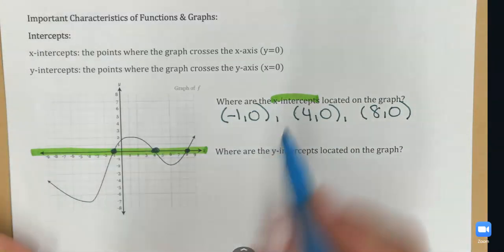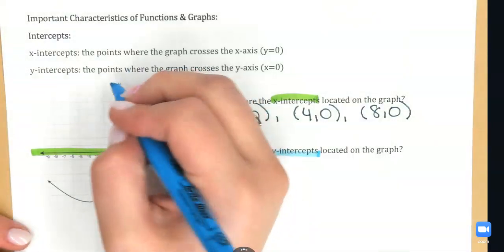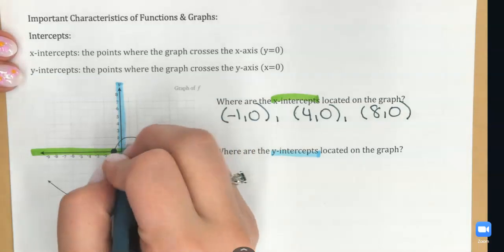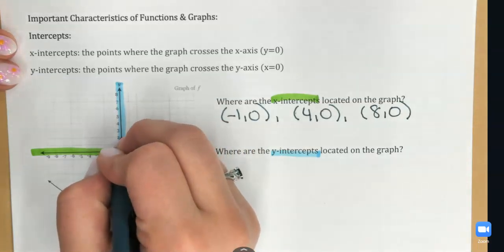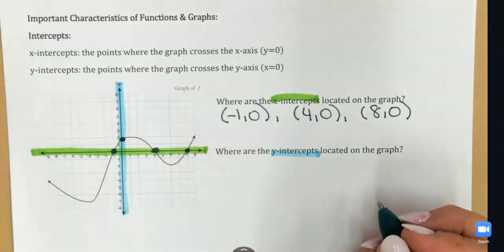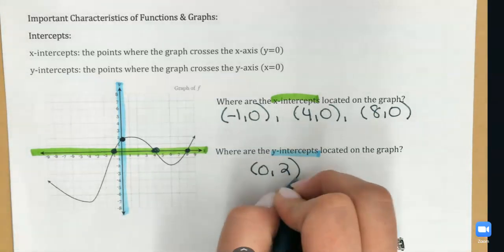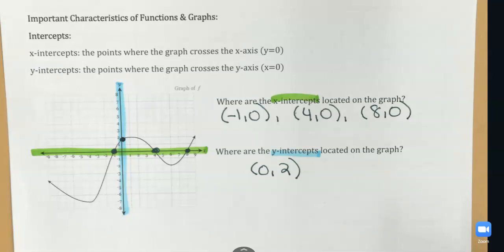Now if I want to find my y-intercepts, again, I'm just going to look where my graph crosses the y-axis, and that is in this one place here. We're going to call that about (0, 2)-ish, and it only happens in one place.